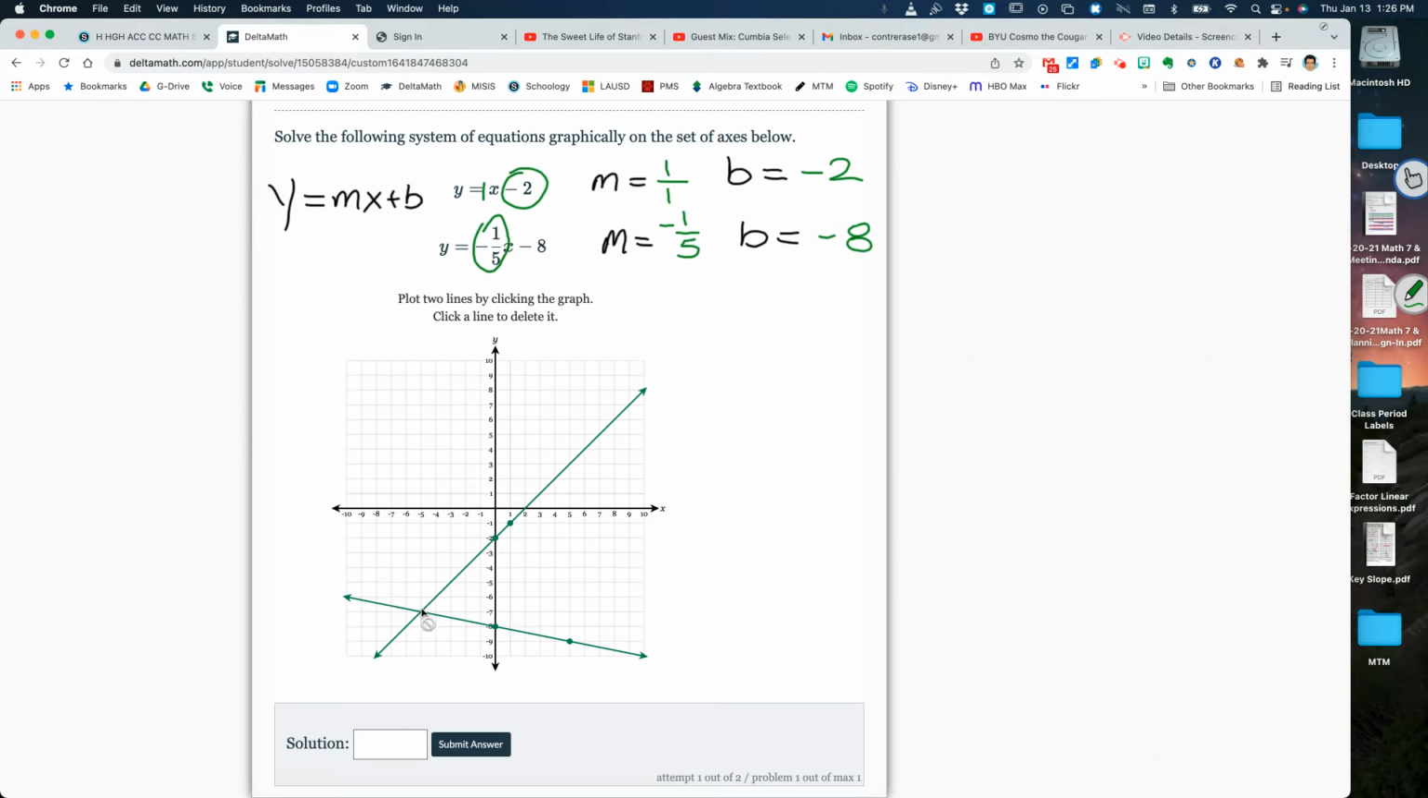And what we're looking for is this point here. And we want to write that as a solution, as an ordered pair. Basically, it's the ordered pair where both lines intersect. And what would that be? What's the x value there? -5. And the y value is -7. Thank you. So the solution would be -5, -7. Let's submit that.